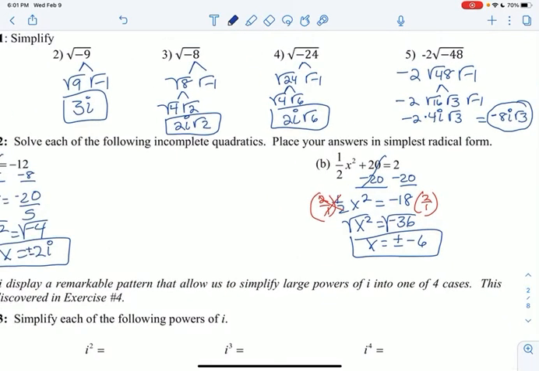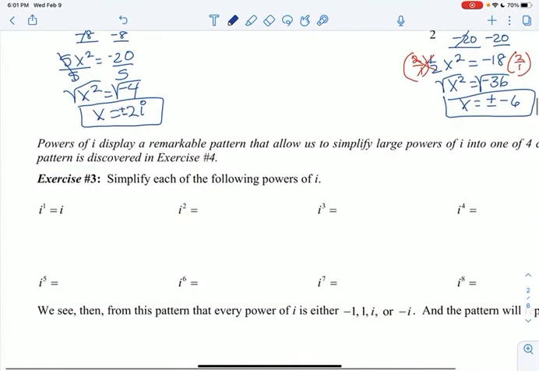So the last thing that we're going to talk about is powers of i. All right, now you can do this in your calculator. This first row right here could all be done in your calculator. i to the first power is i. Well, you should know that anything to the first power is just itself. In your calculator, i to the second power is negative 1.